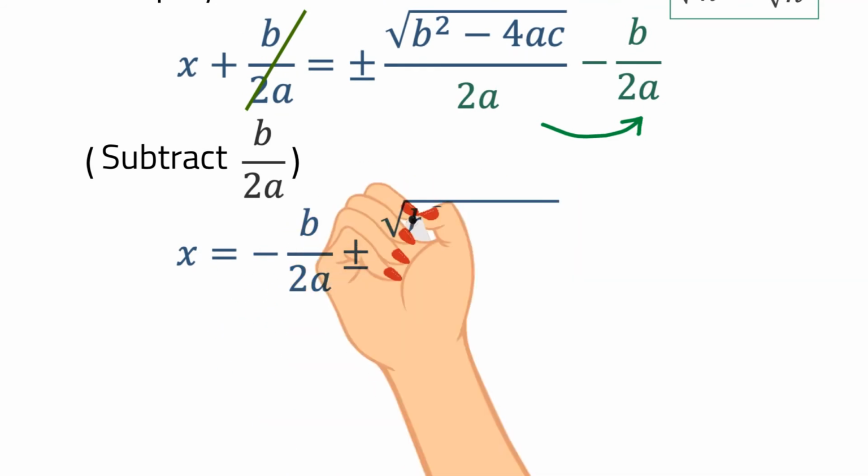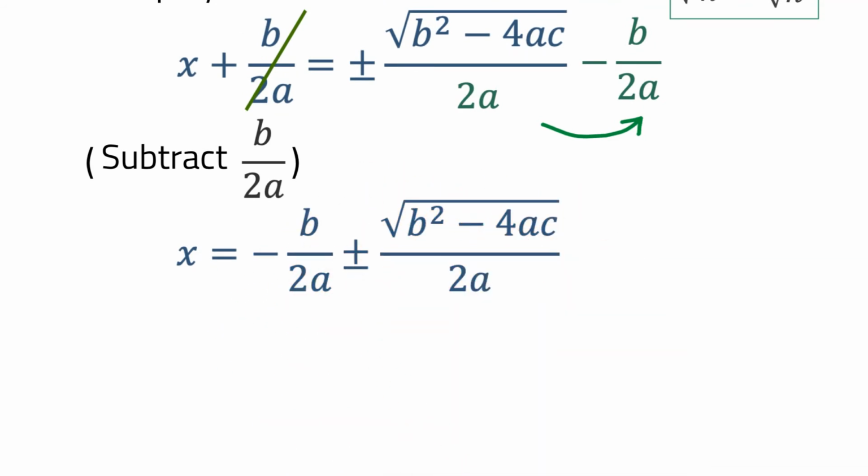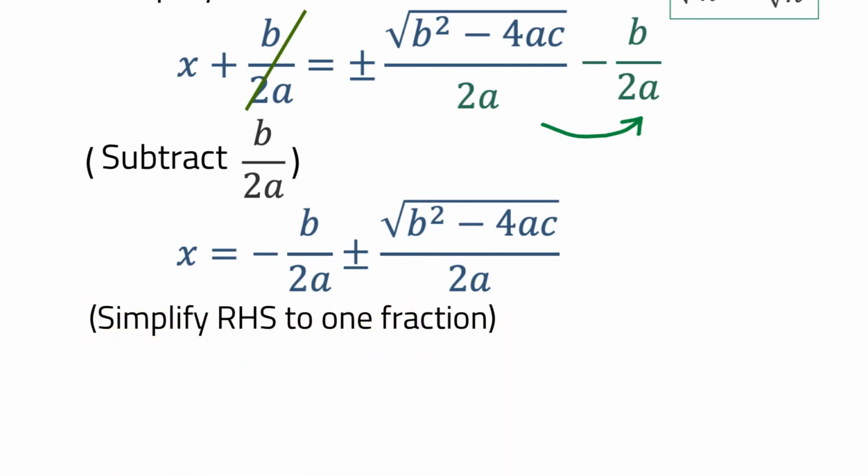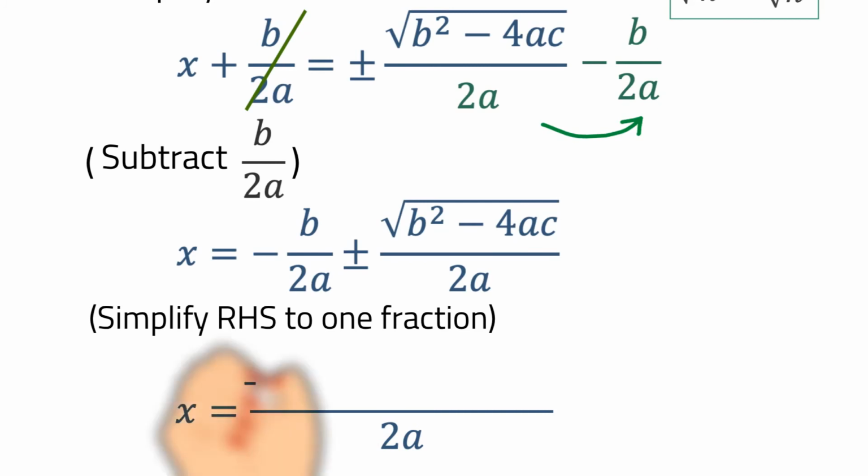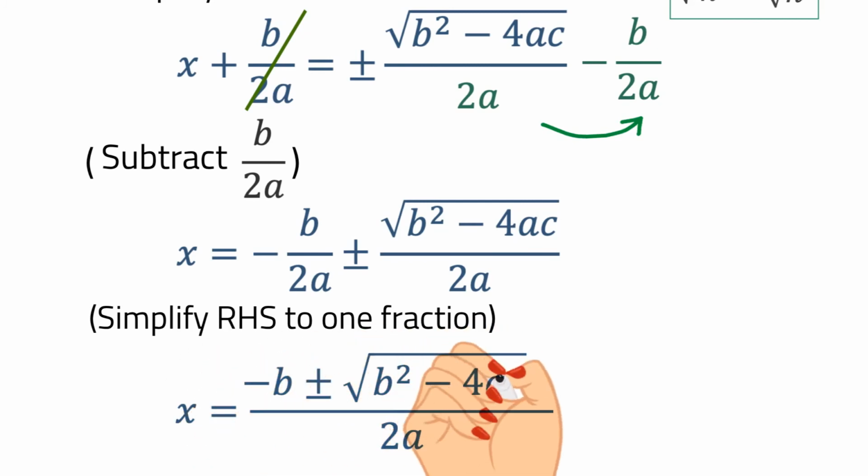So now I successfully have an expression for x in terms of a, b and c, but I can go a step further and simplify the right-hand side to one fraction because there's a common denominator. And I get x is equal to minus b plus or minus the square root of b squared minus 4ac all over 2a, our quadratic formula.